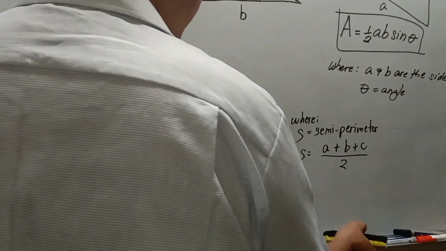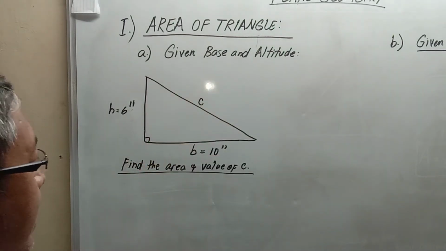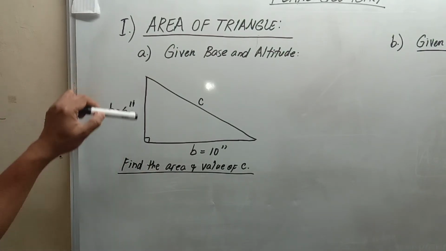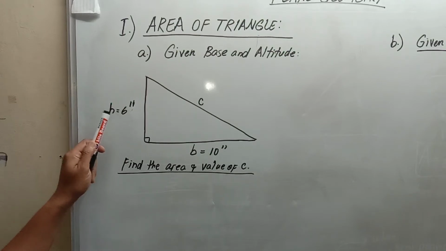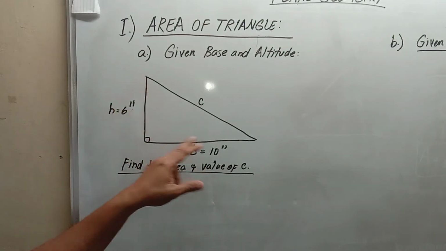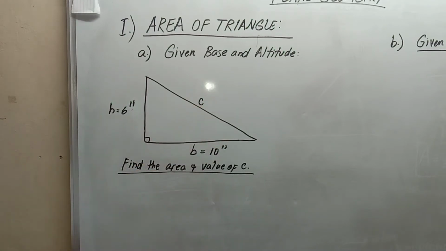Hi guys, we're back. As I said earlier, I will give you some example problems regarding the area of a triangle given the base and the altitude. As you can see here, guys, a simple diagram: a right triangle where the altitude or height of the triangle is equal to 6 inches, and the base is also equal to 10 inches. Now calculate or find the area of the triangle and also the value of C. So, solution, guys.